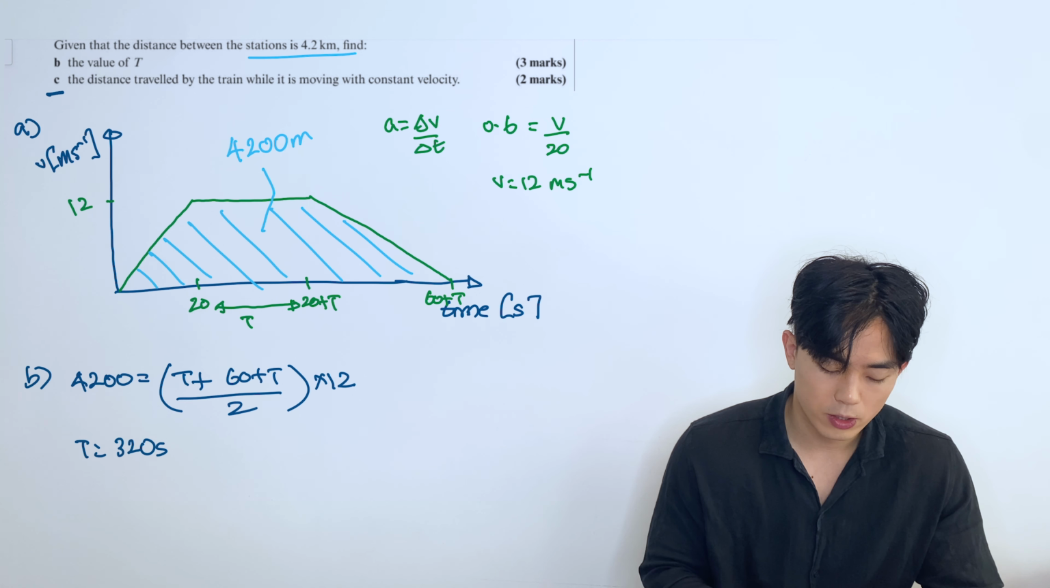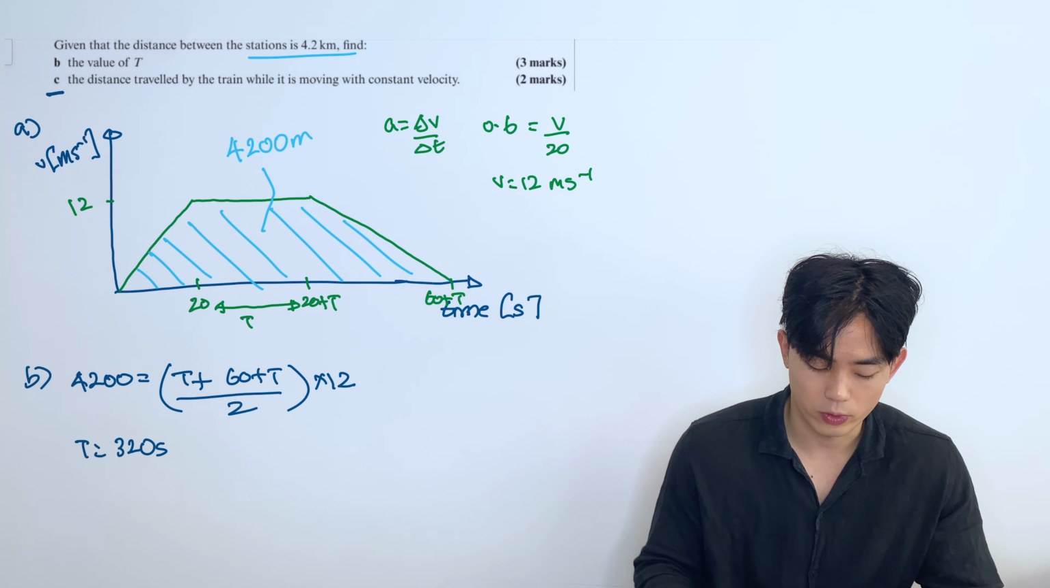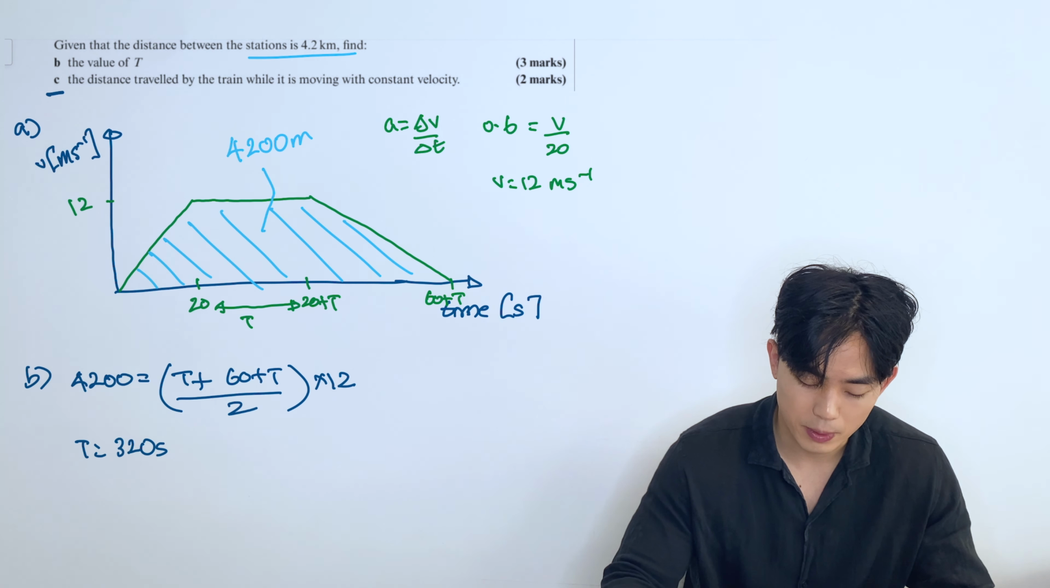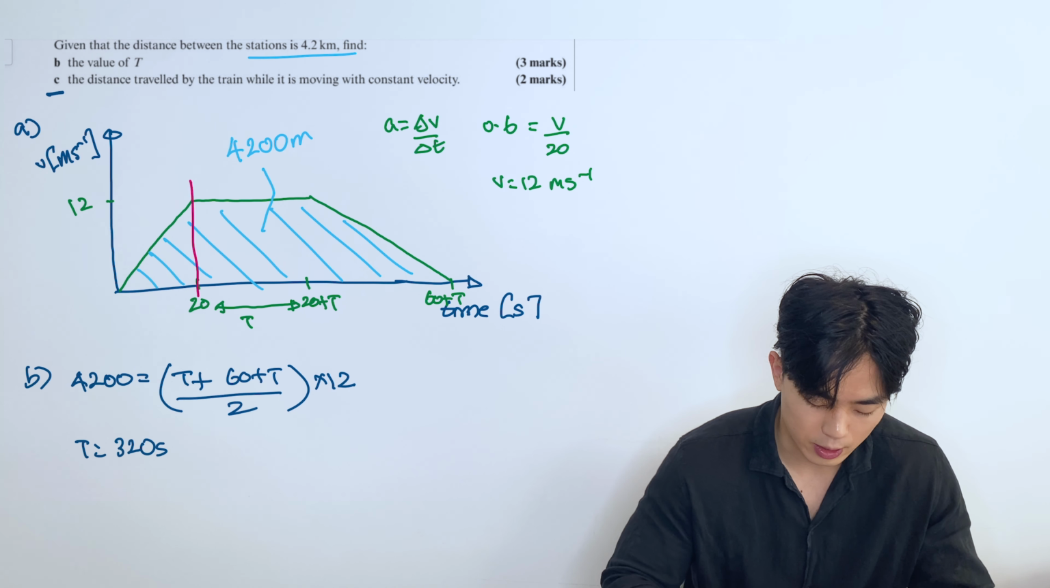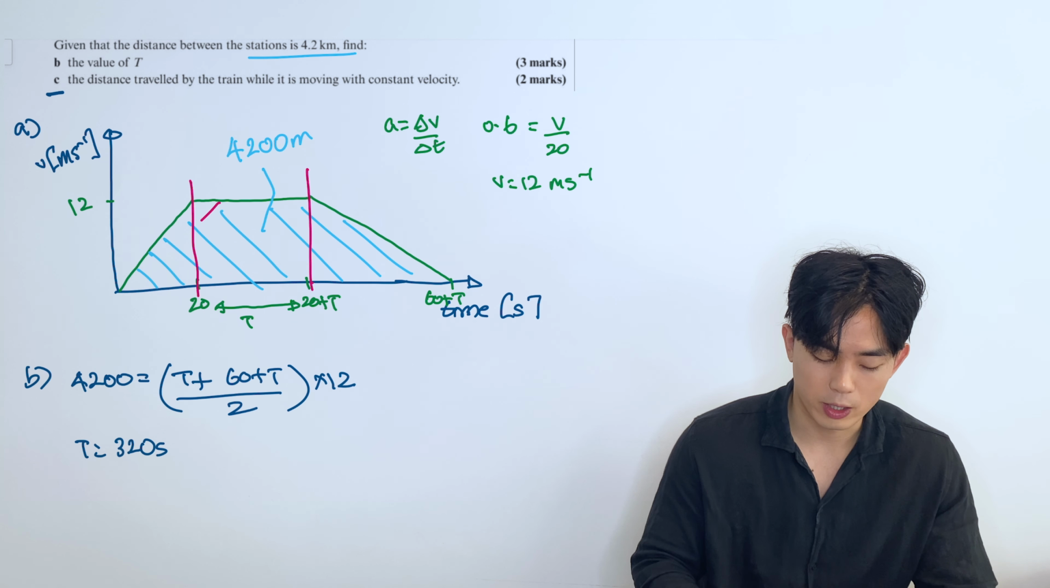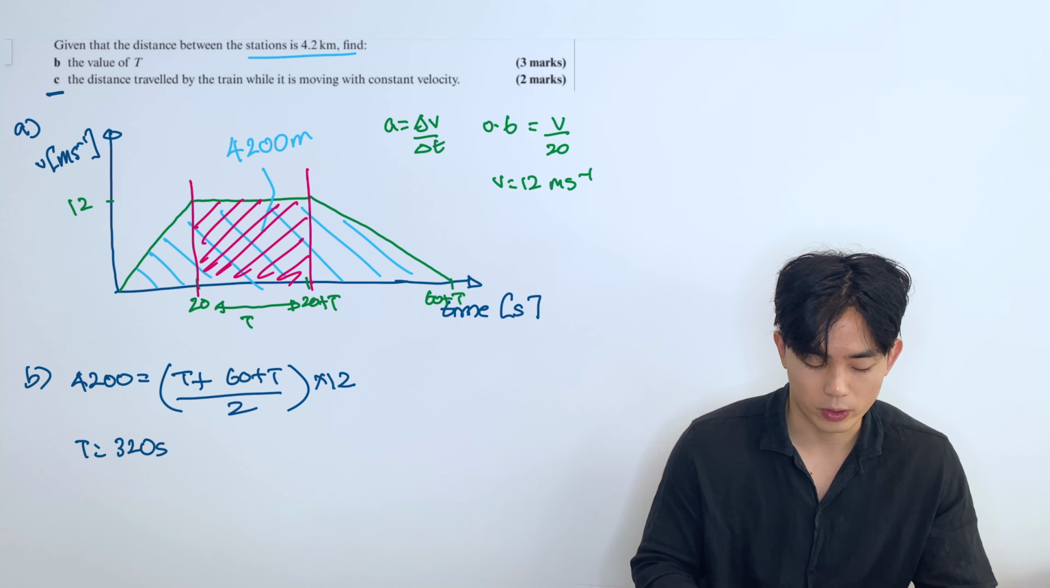Part C: the distance traveled by a train while it is moving with a constant velocity. A constant velocity is when it's traveling at 12, right? So that's going to be when it's going from this point to this point. So the distance we're looking for is just the area under this section of the graph, okay?